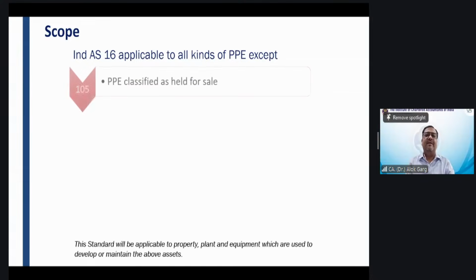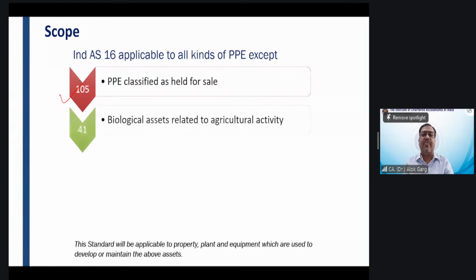Now, coming to the scope part. This Ind AS 16 is applicable to all kinds of property, plant and equipment, except there is a negative list which is given. And what is the negative list? If a property, plant and equipment is classified as held for sale. There is another standard, Ind AS 105, which takes care of PPE classified as held for sale. That is why Ind AS 16 will not be applicable in this situation.